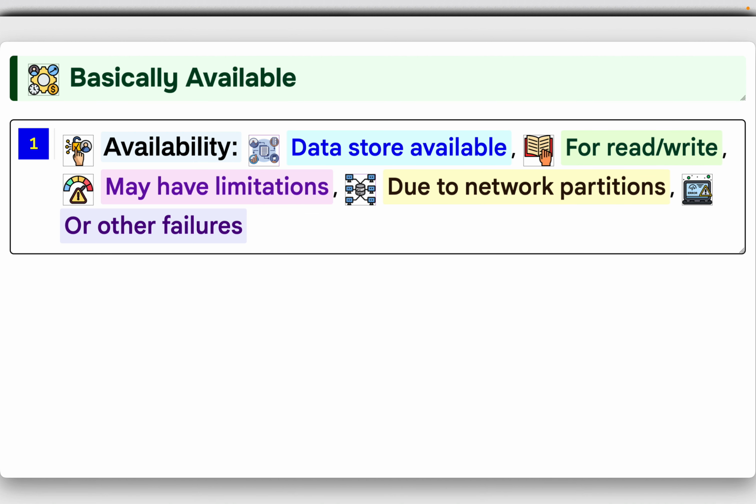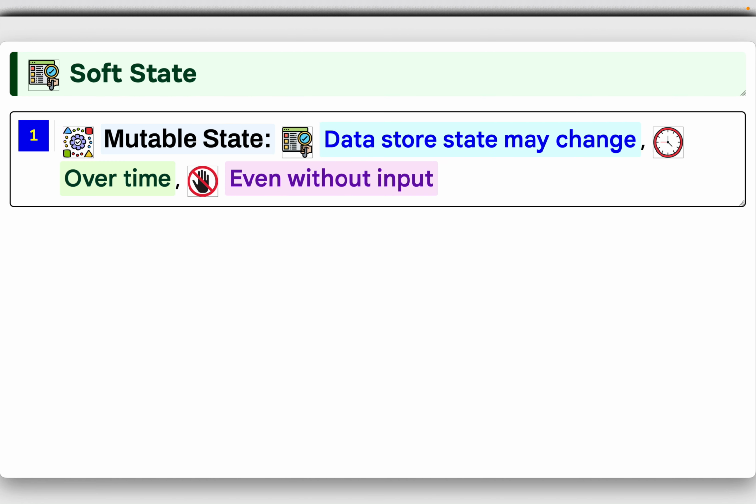First one, basically available. This property ensures that the data store is available for read and write operations, although there may be some limitations on availability due to network partitions or other failures.